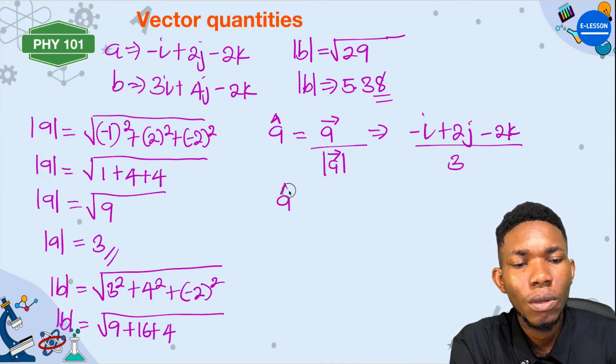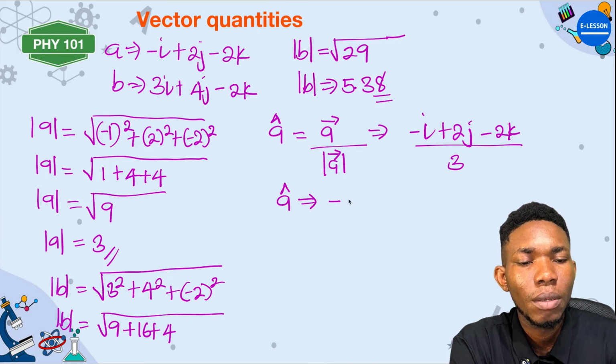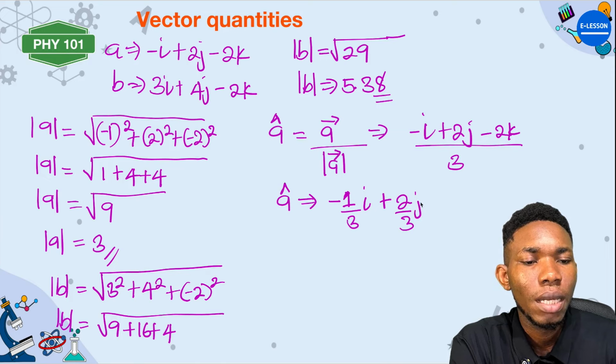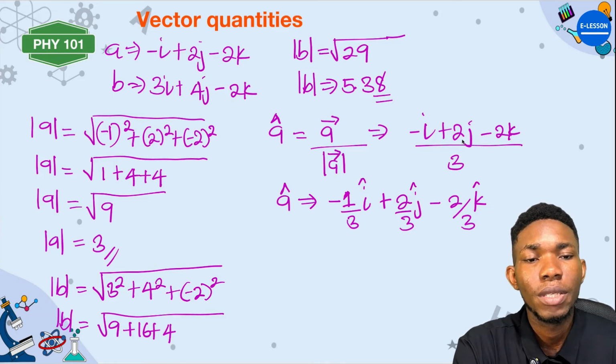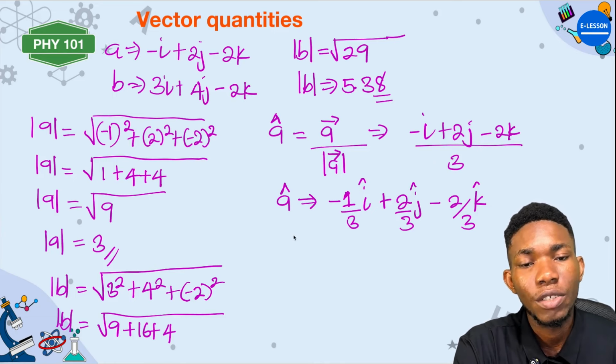So the unit vector in the direction of A will be what? Minus 1, because this i is 1. So minus 1 over 3 i plus 2 over 3 j, then minus 2 over 3 k. These are all unit vectors. Because the 3 is under each of them, you separate them out. This is the unit vector in the direction of A.